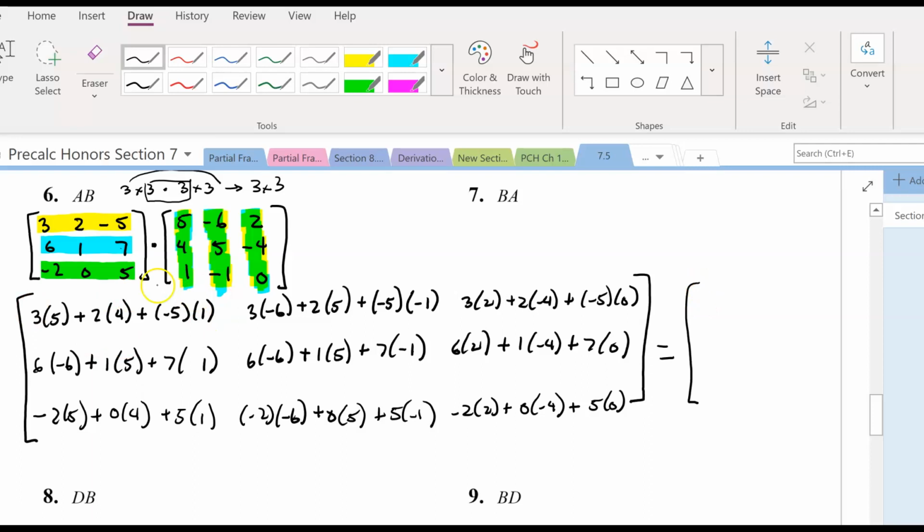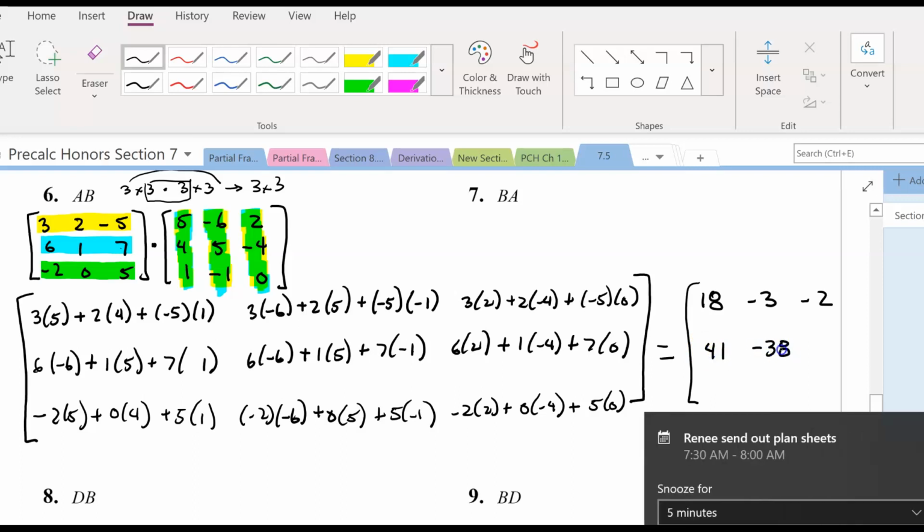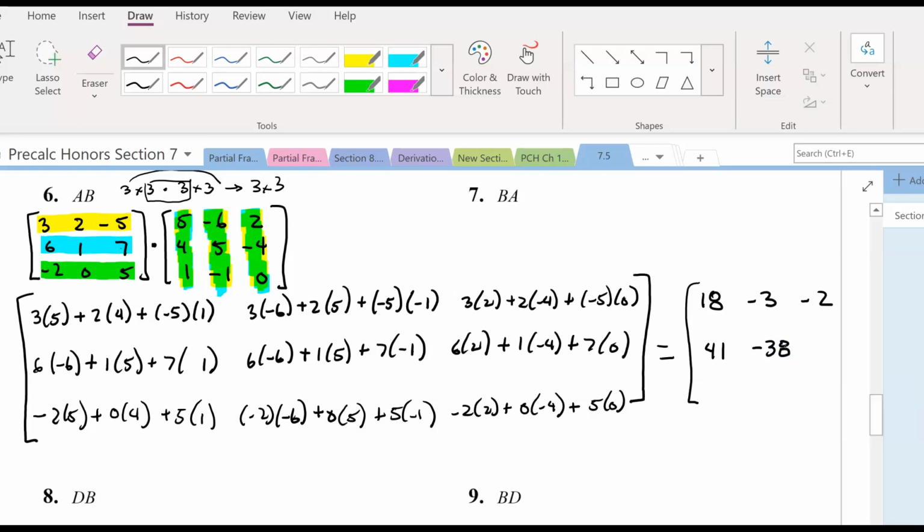So this first entry here is going to be 18. The second one here should be negative 3, and then this third one should be negative 2. Moving on to the second row, 41, negative 38, and 8, and then the last one, negative 5, 7, negative 4. All right, so that should be our final answer of A times B. So that's quite a long process there.